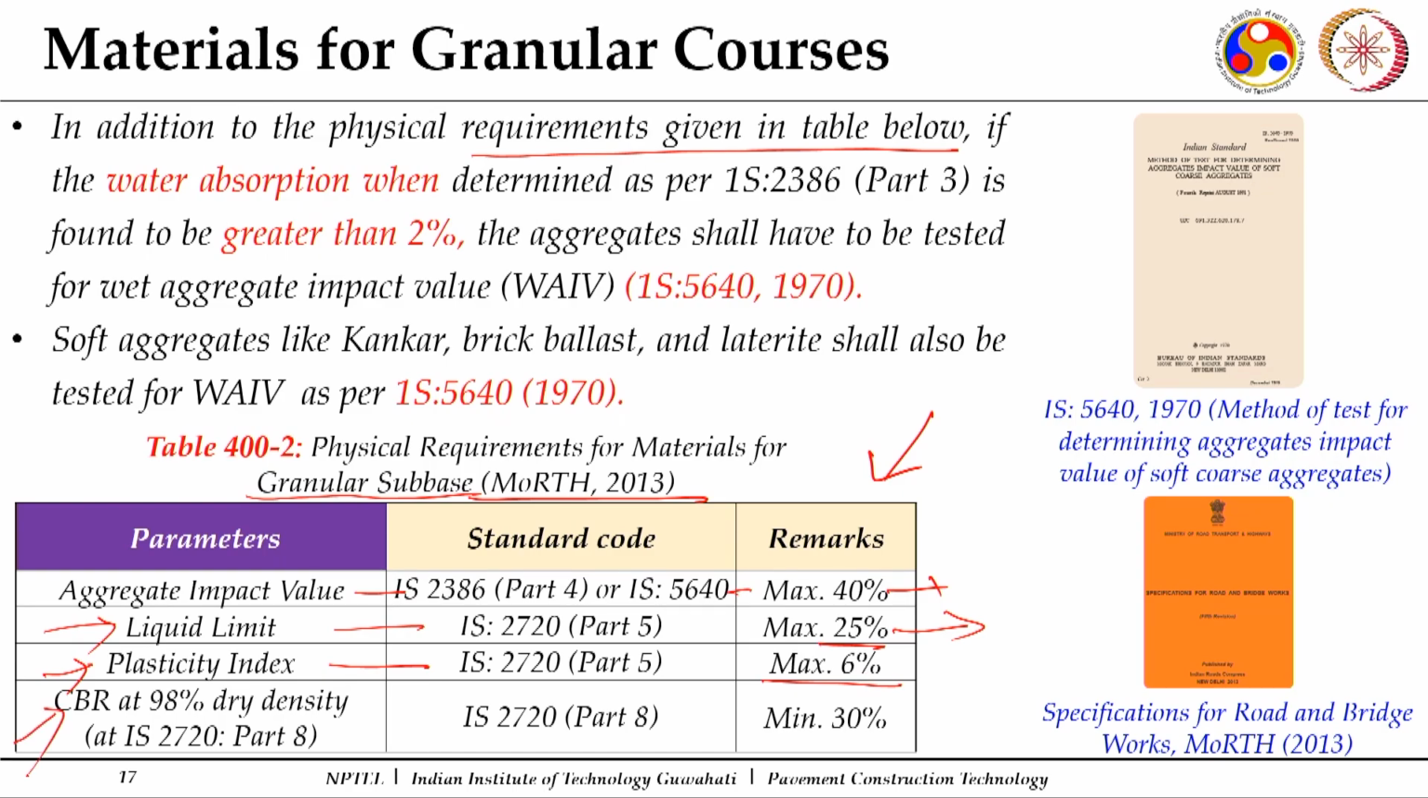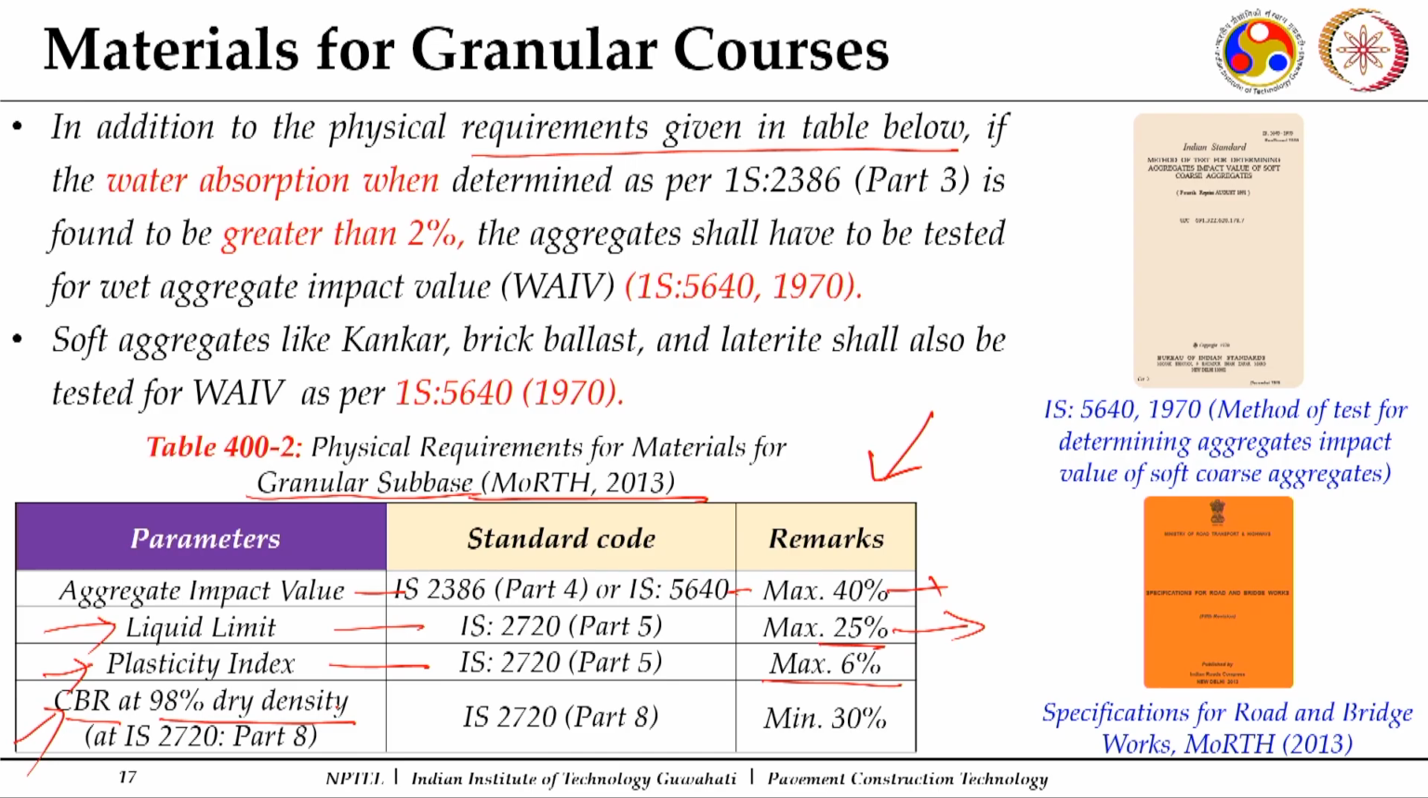As we discussed in the previous lecture, the CBR is to be determined at a certain percentage. When we were looking at subgrade, the CBR specimens were compacted at 97% of the maximum dry density. Here, the CBR is to be determined by compacting to 98% of the dry density, and the CBR should be more than 30%. So, the strength in terms of CBR should be more than 30%. These are the requirements which are given.